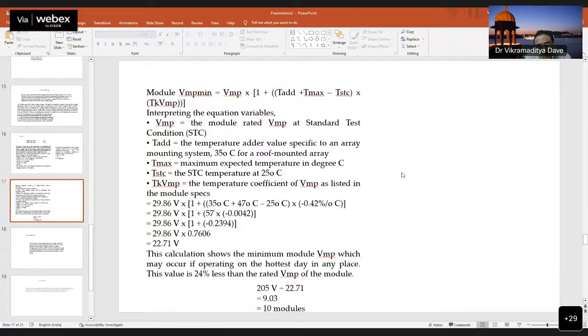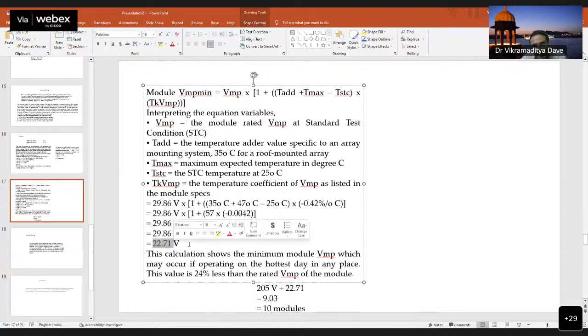So this is the formula being used. Okay, Vmp into 1 plus alpha into (T max minus T STC), where the temperature coefficient is associated with the module. So when I substitute all these values, what I will get is a minimum value of voltage of 22.71 volt. Now this also has to be taken into account, otherwise sometimes the inverter will not pick up.